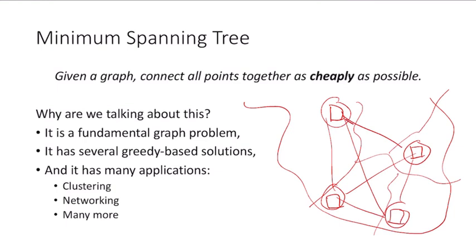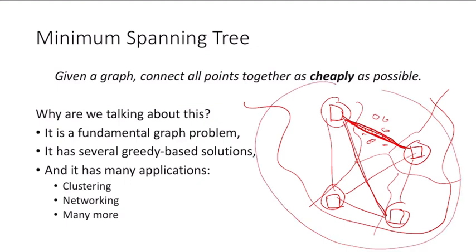So maybe we weight these edges based on how difficult it is to trench. Maybe there's a lot of rock here, and even though this is a longer edge, it's easier and cheaper because it doesn't go through other utility lines. So Prim's algorithm, or the minimum spanning tree algorithms, can tell us the cheapest way to connect all these houses together. So how do you have a minimum connection while also doing it as cheaply as possible?